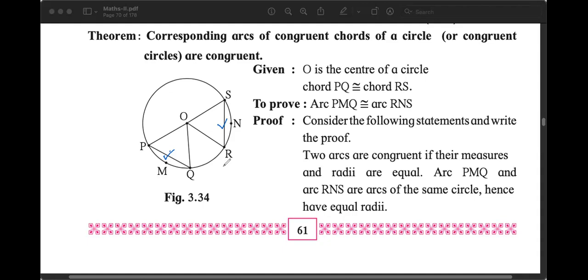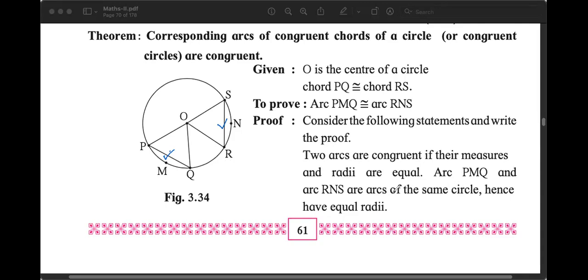Okay? कैसे करेंगे? इसका proof नहीं लिखा. Hints दिए हैं. Consider the following statements and write the proof. Two arcs are congruent if their measures and radii are equal. Arc PMQ and arc RNS are arcs of the same circle, hence they have equal radii.